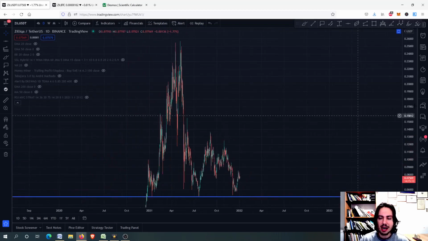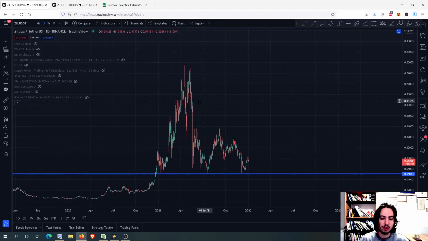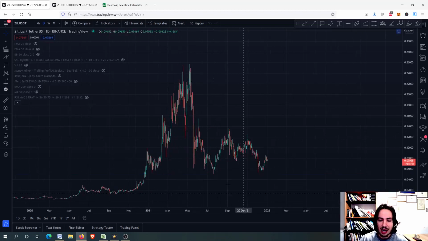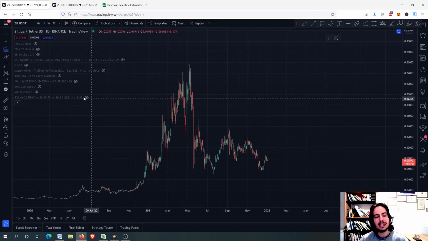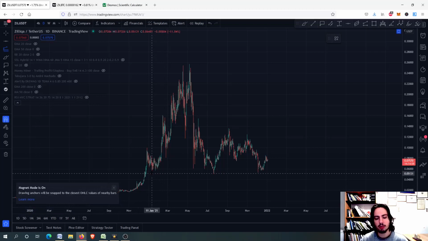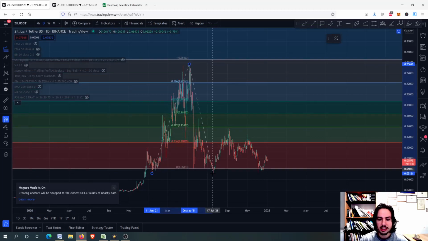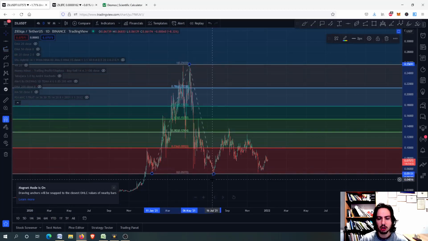But let's find out some possible price targets for 2022 for ZIL. What I'm going to do is show you two things. First of all, I'm going to draw the simple trend-based Fibonacci extension. We are going to open the magnet and we are going to go from this low on 11 January back to this top on 6 May and down to this bottom on 20 July.